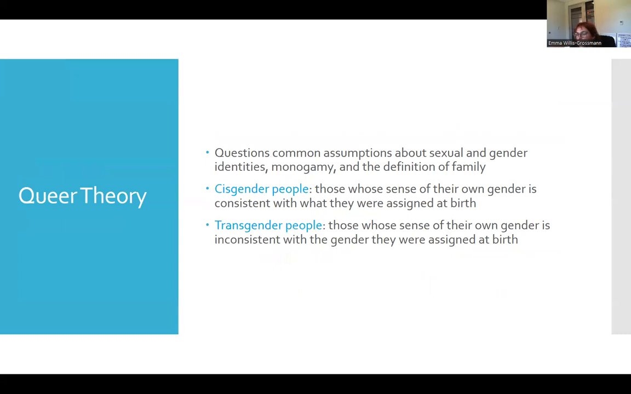So queer theory examines assumptions about sexual and gender identities, monogamy, and the definition of family. Queer theorists tend to reject the idea that there is a dichotomy when it comes to gender and sexuality, but rather they argue that gender and sexuality exist on a spectrum or on a continuum. Similar to postmodern theorists, people construct their own identities, including sexual and gender identities, on this continuum.